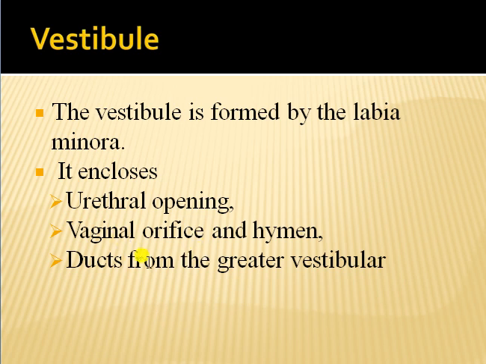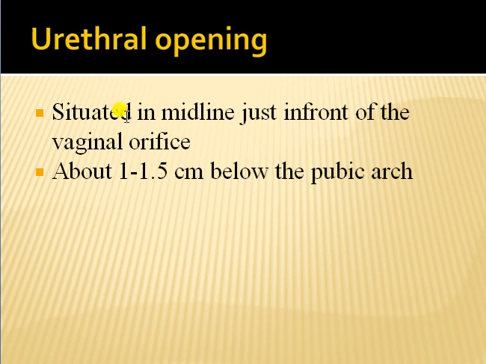In that vestibule, the ducts from the greater vestibule are present next to the urethral orifice. It is situated in the middle, just in front of the vaginal orifice, about 1 to 1.5 centimeters below the pubic arch. Just below the pubis, it means it lies 1 to 1.5 centimeters below.